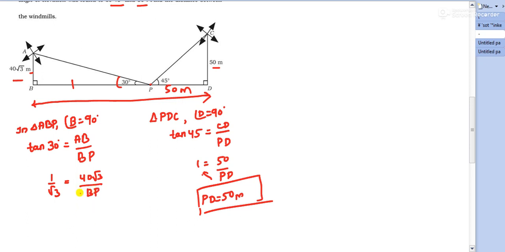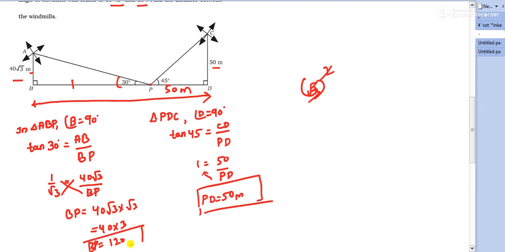Do the cross multiplication. You will get BP into 1, that is BP is equal to 40 root 3 into root 3. So root 3 into root 3 will give you just 3, because if you write root 3 whole square, this will get cancelled. You get just 3. 40 into 3 is 120 meter. So BP, how much you got? 120 meter. We need to find BD.